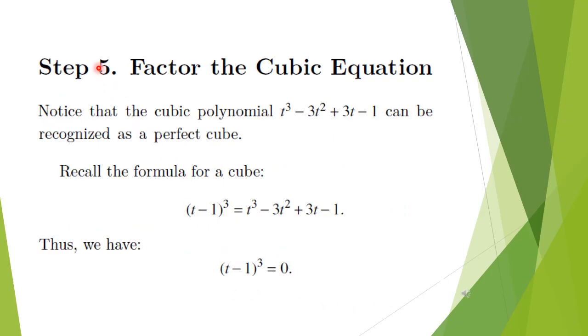Step 5. Factor the cubic equation. The cubic polynomial t cubed minus 3t squared plus 3t minus 1 can be recognized as a perfect cube. The quantity t minus 1 cubed equals t cubed minus 3t squared plus 3t minus 1. Thus, we have the quantity t minus 1 cubed equals 0.